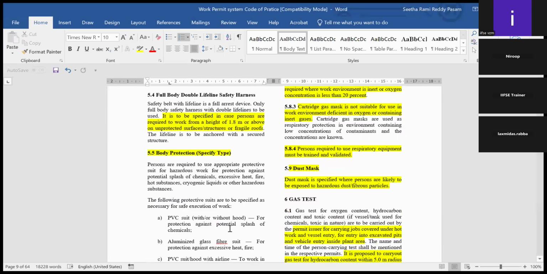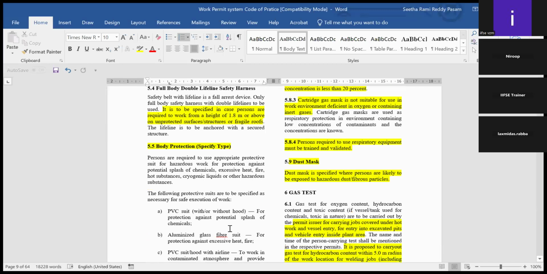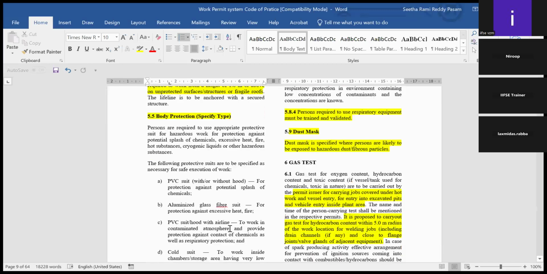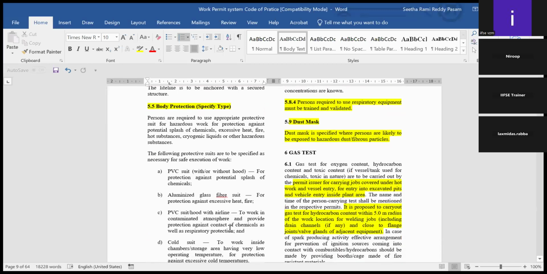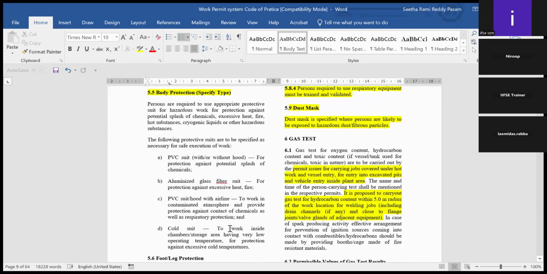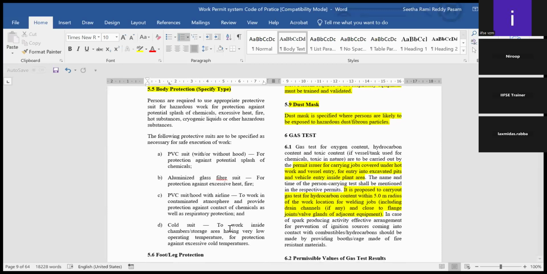Body protection. So again, PVC suits, aluminized glass fiber suits, PVC suit or hood, or cold suits. These are the full body covers we use. Some of these will have an airline. Some of them will have aluminized glass fiber for protection against excessive heat, and the PVC suits for protection against potential splashes of chemicals.